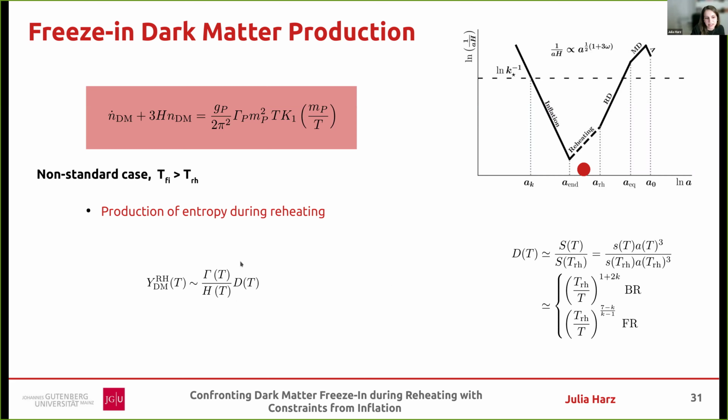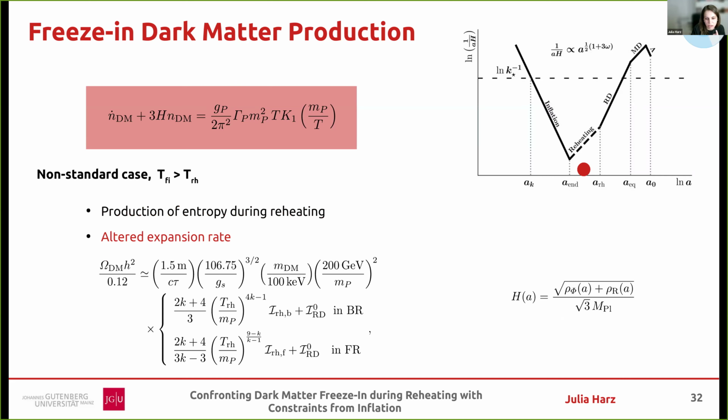The second effect I also mentioned already: as the Hubble parameter depends on the evolution of the energy density, the evolution we have just seen is altered due to the reheating. I also have to include this, of course. This is the second effect, so dilution and the altered expansion rate.